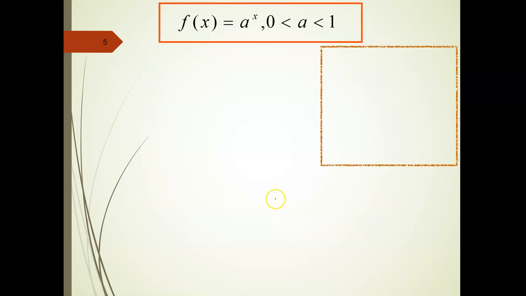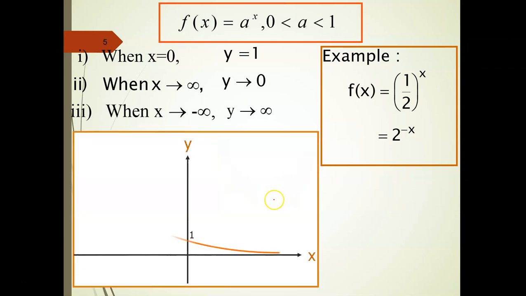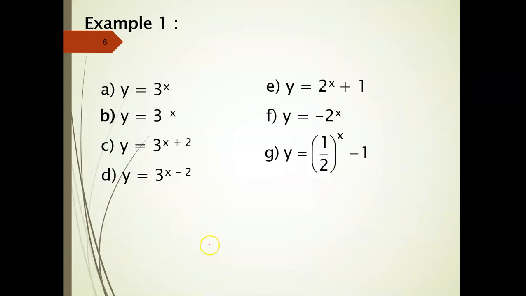So you can sketch the graph. How does the graph look? It will touch at the coordinate of (0, 1). So this is what the graph looks like. So this is the example.